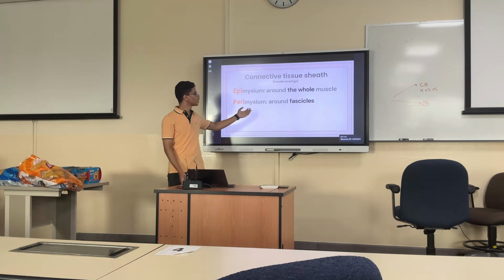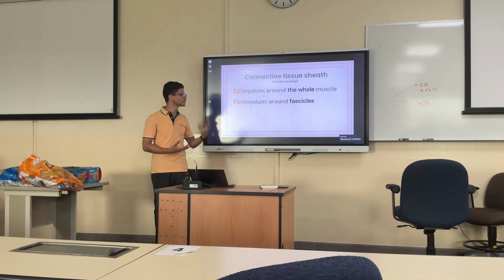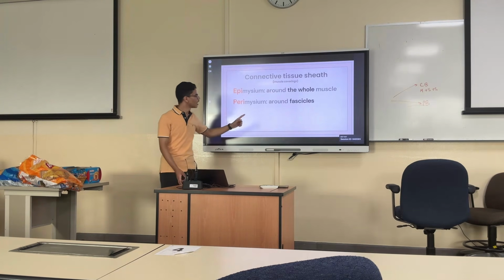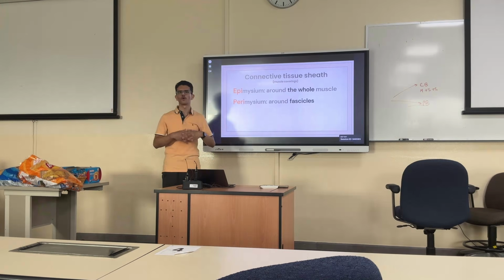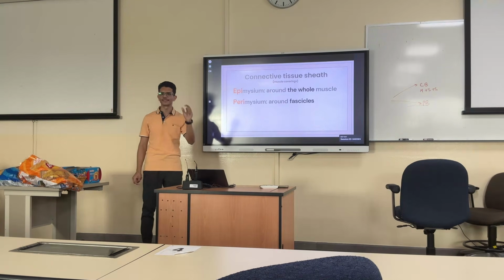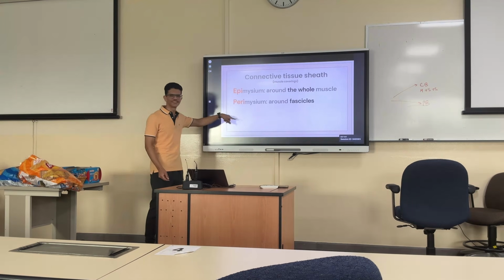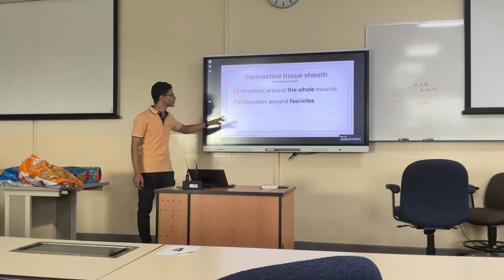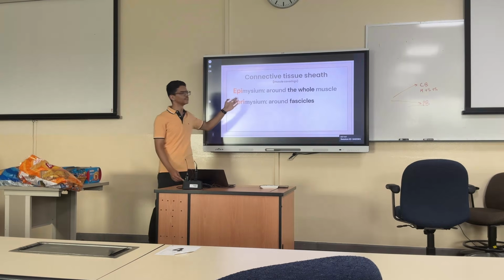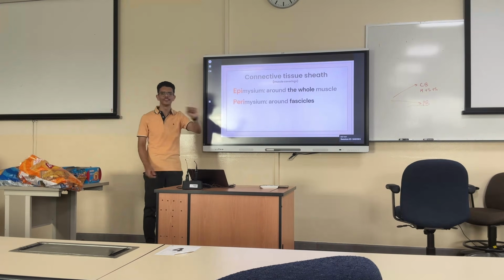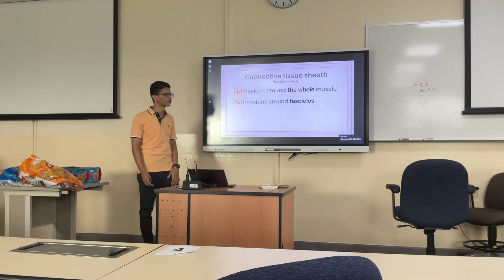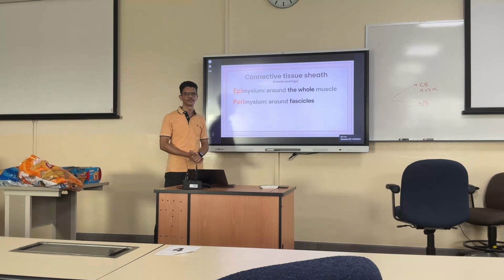Perimysium is around fascicles. So we are going to ask what are fascicles. We are going to see it in the next slide. Fascicles are groups of muscle fibers. And what is a muscle fiber? A muscle fiber is the cell. So a single muscle fiber is, you know, the cell. We used to draw a circle and then the nucleus and some organelles. But for the muscles, it's different. It's not a circular shape, it's a cylindrical shape. We're going to see it now with the characteristics of muscle cells.